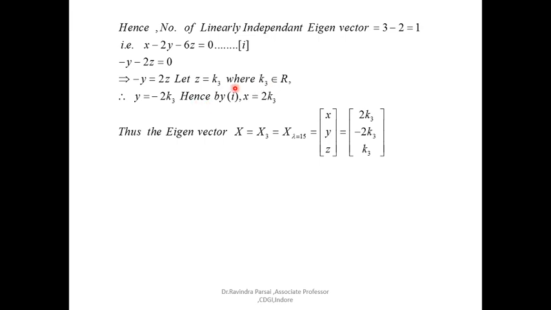By putting this value of z and y in the first equation, you will get x equal to 2k3. Hence, the final eigenvector corresponding to lambda equal to 15 is (x, y, z) = (2k3, -2k3, k3). Let us discuss one more long answer question in the same lecture.